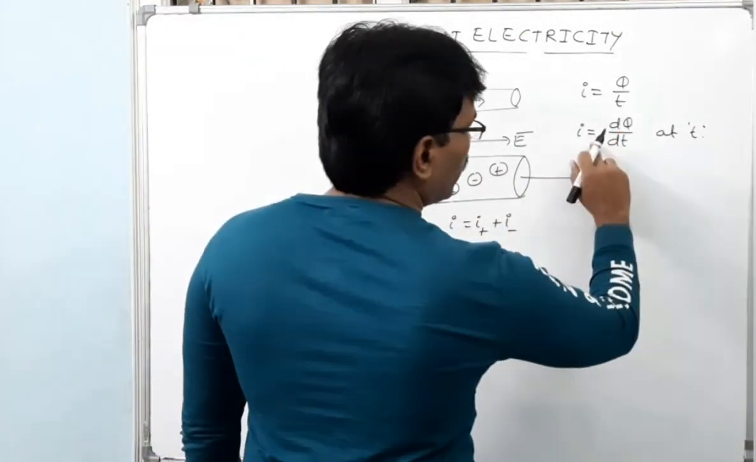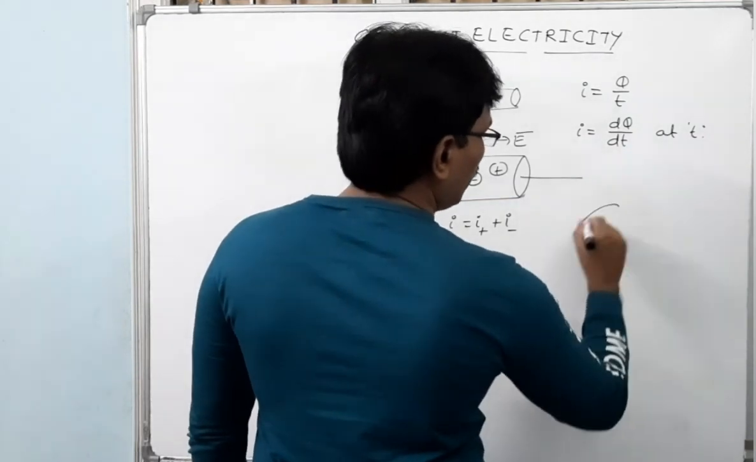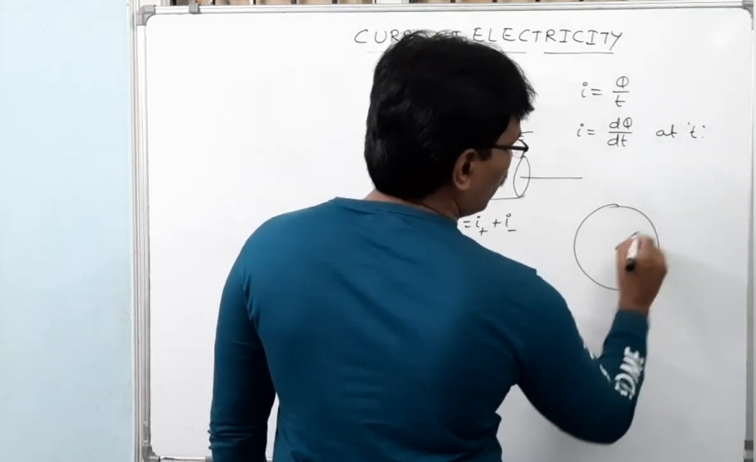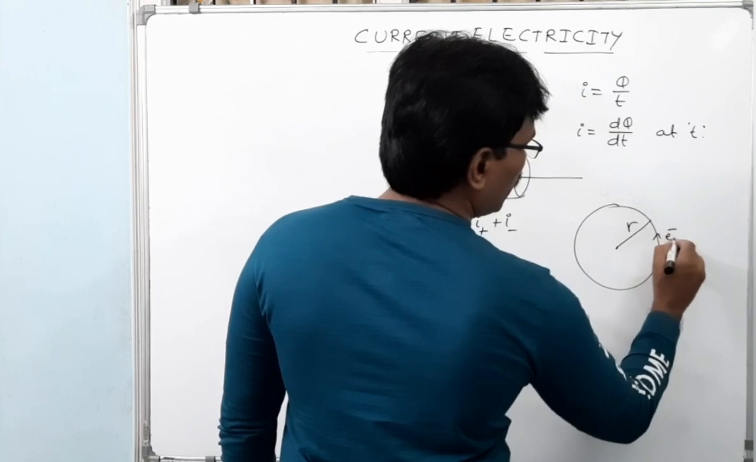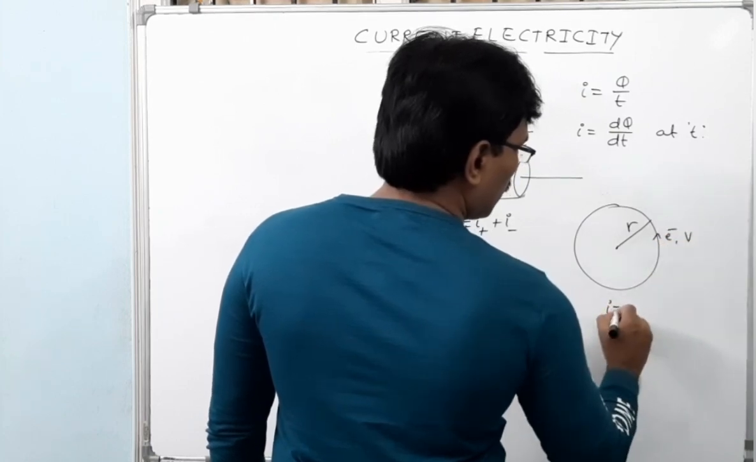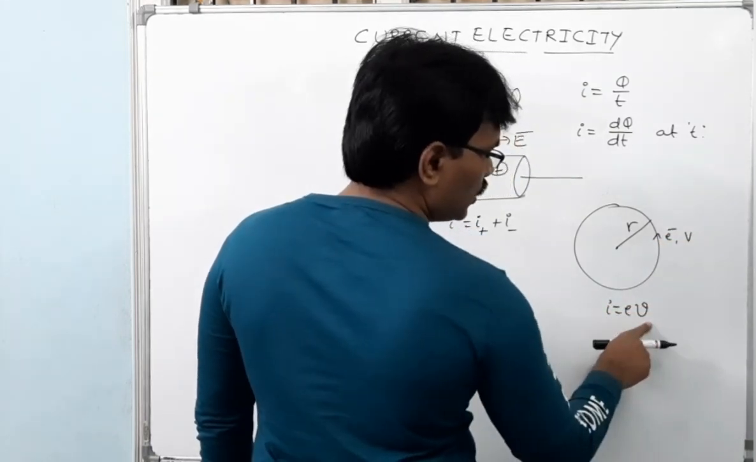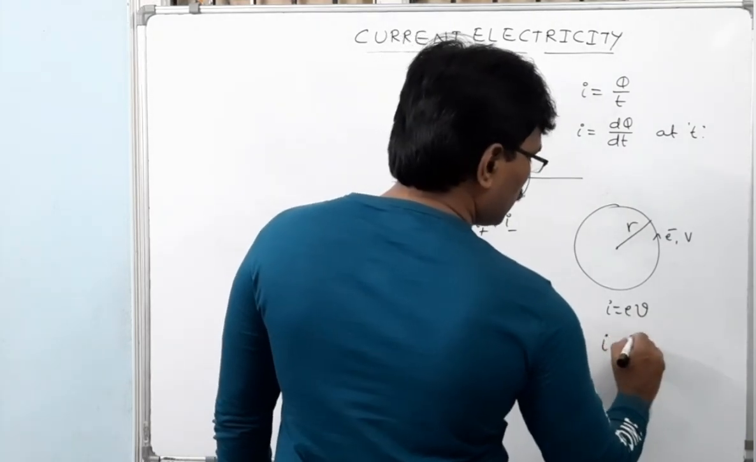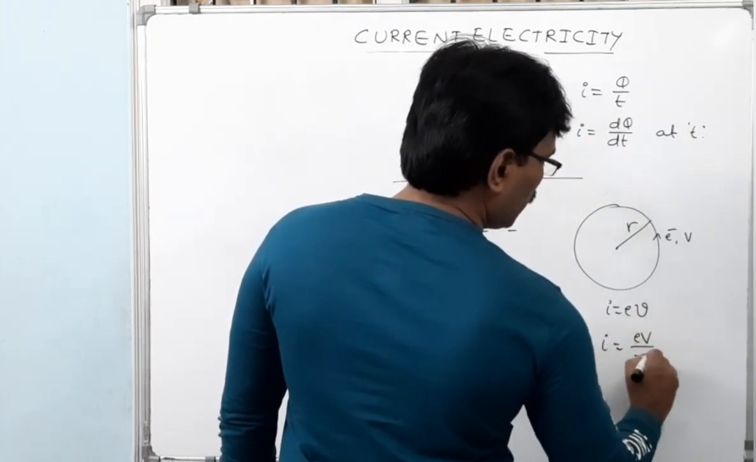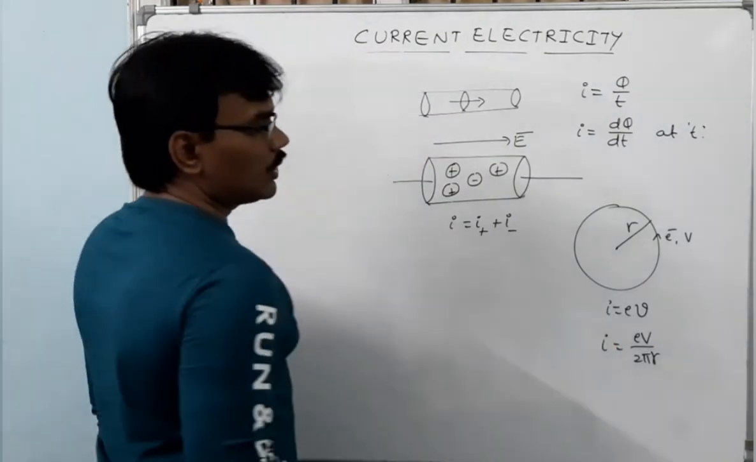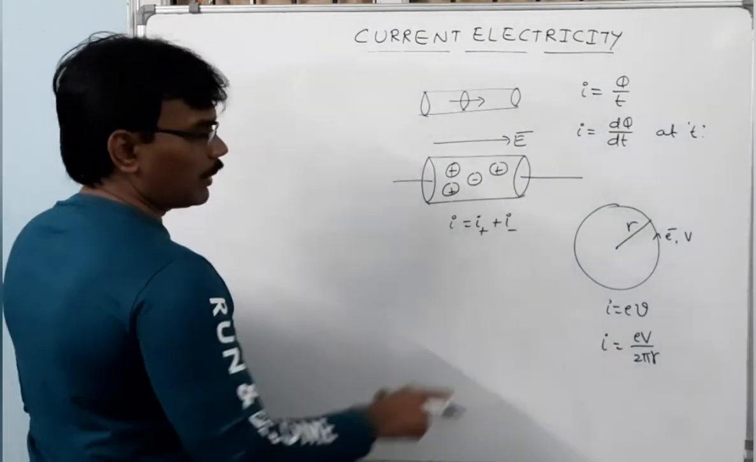And next, another important concept we have done. For an electron moving in an orbit of radius r, if the speed is v, then current can be calculated by two formulas. One is e times the frequency of revolution, or second, e v upon 2 pi r. Any of these two can be applicable depending on the given data.